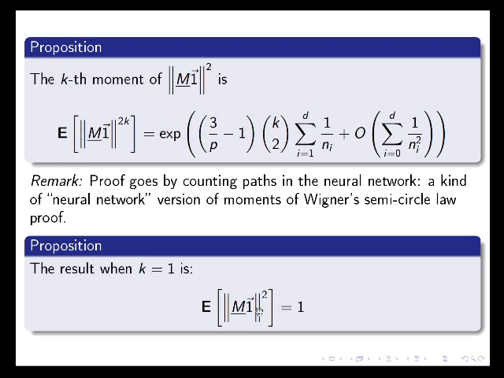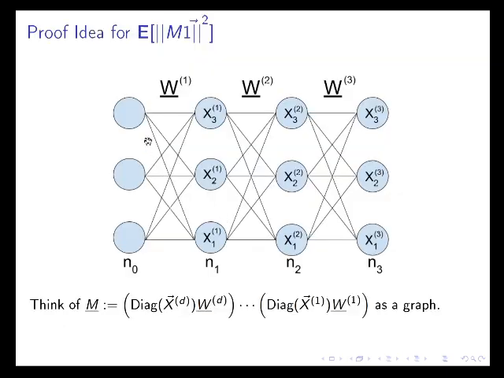That's when k equals 1. And when k equals 1, we're just trying to show that the expected value of this thing squared equals 1. And of course, the normalization 2 over n_i at each layer is chosen exactly to make this normalization work out. But let's see how it works out using path counting.